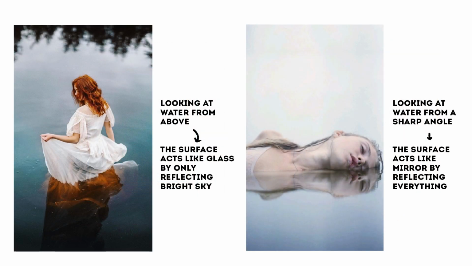In the picture on the left, we look at water from more or less a right angle. We are looking from above, so the surface of the water is a bit like glass because it reflects only the lightest thing, which is the sky, and we can see the part of the dress that is under the water. In the picture on the right, our view of the water falls from a more obtuse angle. We're just slightly above the surface of the water, so notice that we do not see what is submerged in the water, but only see the reflection of what is above the water as if it was a mirror.